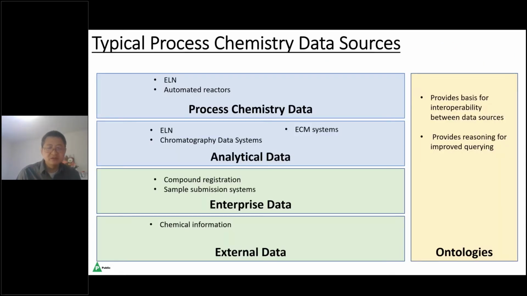And then in the field of process chemistry, there are different data sources. There are data sources about process chemistry, and also analytical data, enterprise data, and external data. And those data often are separate, but we want to make sure the data are interoperable. So ontology can provide a basis for the interoperability between data resources. And also it can provide reasoning for improved querying and analysis.